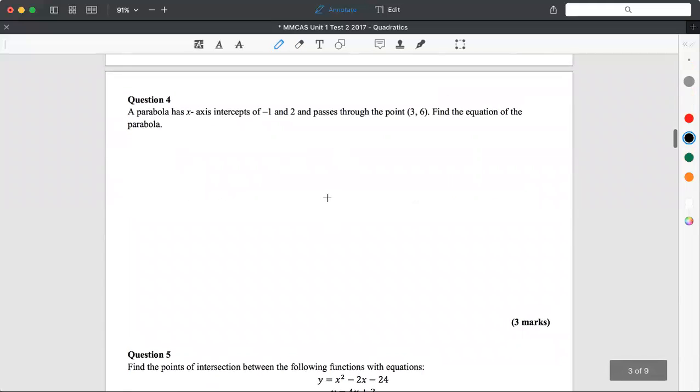Now, these types of questions trip people up a little bit, so let's go through it as carefully as we can. A parabola has x-axis intercepts of -1 and 2 and passes through the point (3, 6). Find the equation of the parabola. All right. Let's just recap really quickly. There are 3 different forms of a parabola.